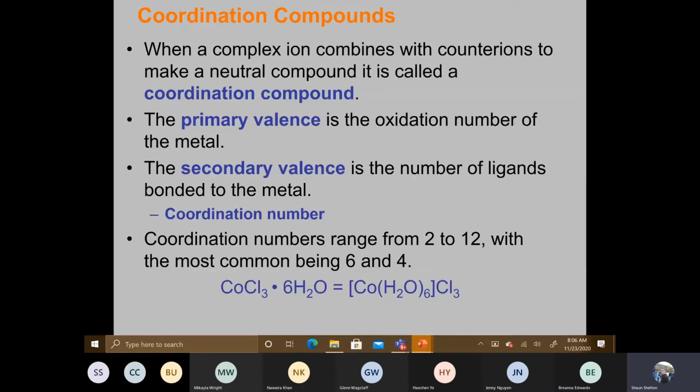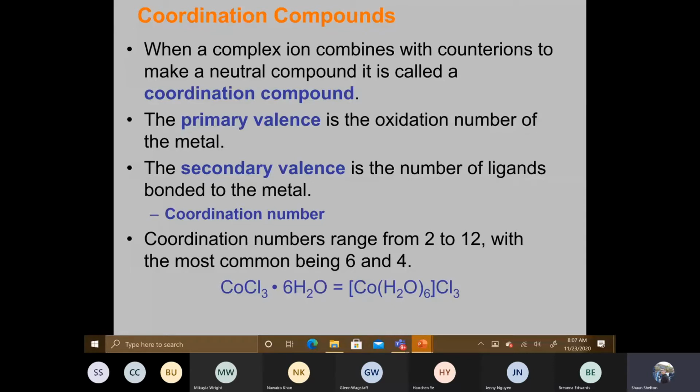We talked about primary versus secondary valence. Primary is the actual charge of the metal, and secondary is how many ligands are attached. And that's determined by the coordination number. So the coordination numbers can range from 2 to 12, but 6 and 4 being the most common. I see 6 more frequently than anything, but again, it really depends on the element, the cation that's present, and the type of ligand that's attaching to it.